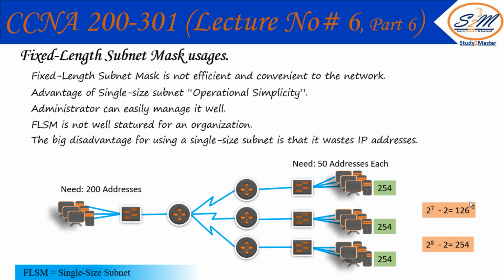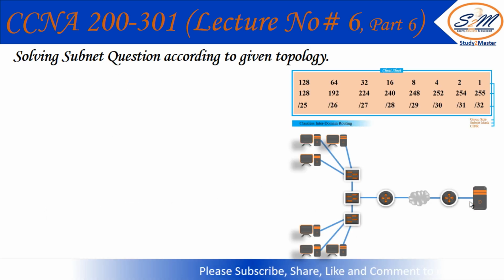2 to the power of 8 minus 2 is equal to 254. So it is good for our requirement, but we have lots of wastage. Each LAN has 254 IP addresses. So that's why we're not using a fixed-length subnet mask. We overcome these issues with VLSM. In the next lecture, we will talk about VLSM and subnet questions according to given topologies.